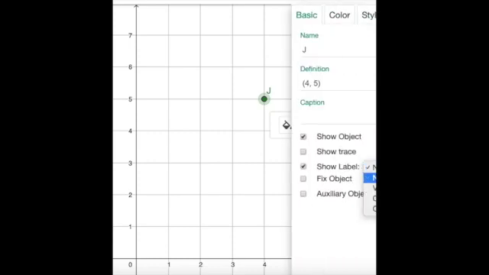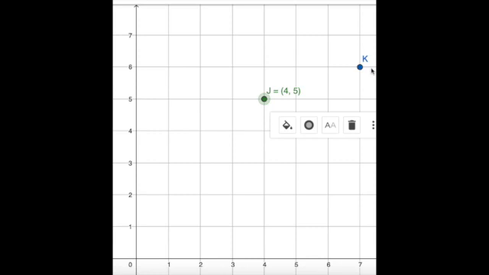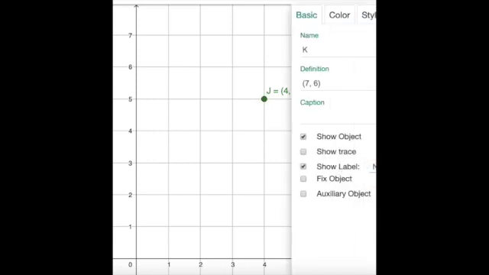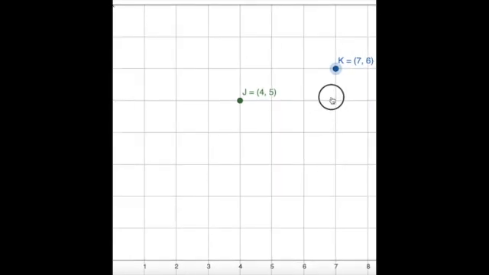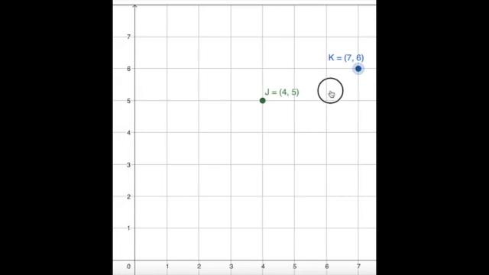So now we have J, who is at 4 comma 5, and we have K, who is at 7 comma 6, just like we wanted in our form. So now we have these 2 points. And you can see we could make a triangle going up this street and up here. Think about New York City streets where you've got to go over 3 streets and up 1 avenue to get to your next destination. So you can think about it like that.